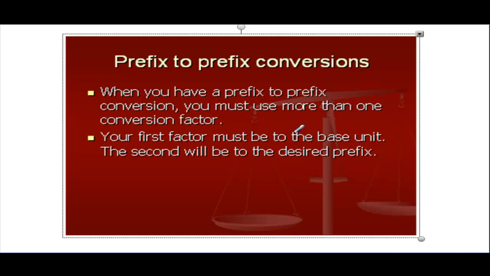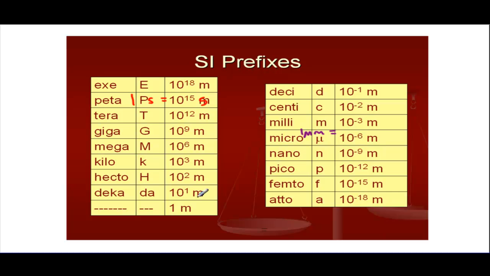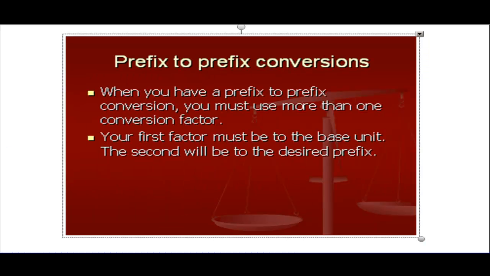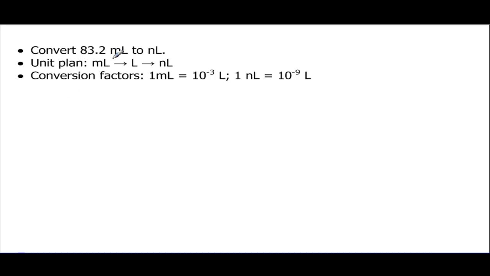Now we're going to have prefix to prefix conversions from time to time, which means we're going to have to use more than one conversion factor. So the first factor has to go to the base unit and the second will go to our desired prefix, because all of our prefixes here are equal to our base unit. So for example, 83.2 milliliters to nanoliters. So we're going to have to go from milliliters to liters to nanoliters. So if we look at our prefixes, we see that 1 milliliter is 10 to the minus 3 liters and 1 nanoliter is 10 to the minus 9 liters.